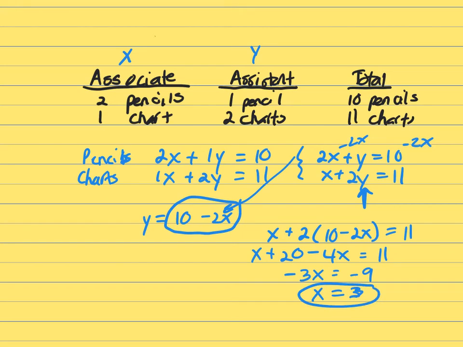Now take that 3 and plug it back into either this one or this one. I guess it'd maybe be faster to just plug it in here. So that would be Y equals 10 minus 2 times 3. That's Y equals 10 minus 6. Y equals 4.